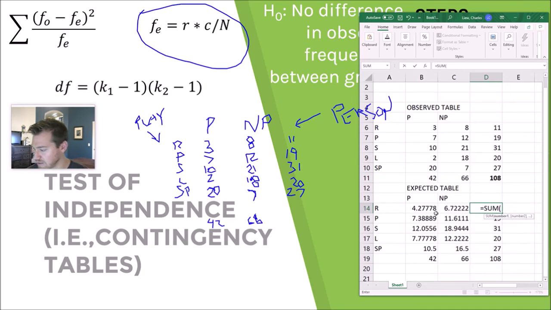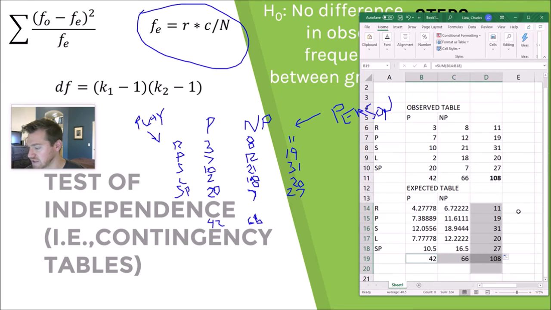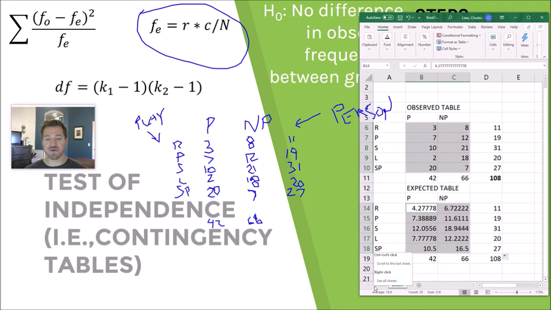And the same thing now is if we sum these, the values are going to match the values here, right? So notice these totals all stay the same in your two tables. What changes is what's inside your cells. So is what the patterns you observed equivalent to the patterns that you expected? That's the question we're asking here, okay?